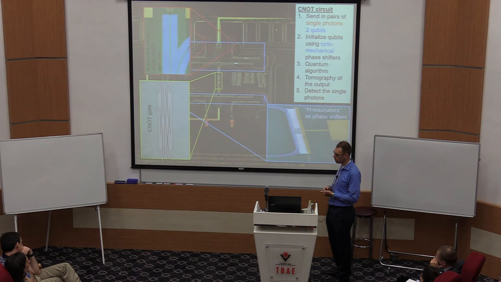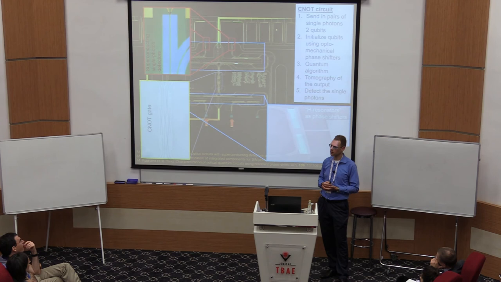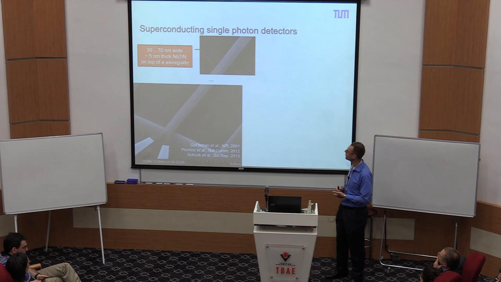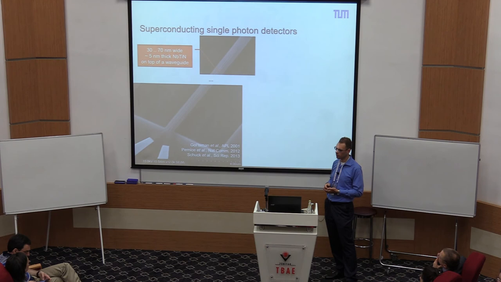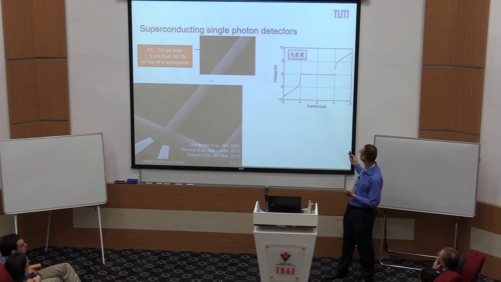And the last element that we see are the superconducting single photon detectors. So what is that? Well, the superconducting single photon detectors are devices that look like this. So they're integrated on the waveguide. And you see there's this little U-shaped thing here. And that's about 30 to 70 nanometer wide, very thin layer of niobium titanium nitride that's lying on top of this waveguide. And niobium titanium nitride is a superconductor, meaning when we cool this down and send currents through, there's a whole region where no voltage develops. And then, of course, if we exceed a critical current, then it becomes resistive.